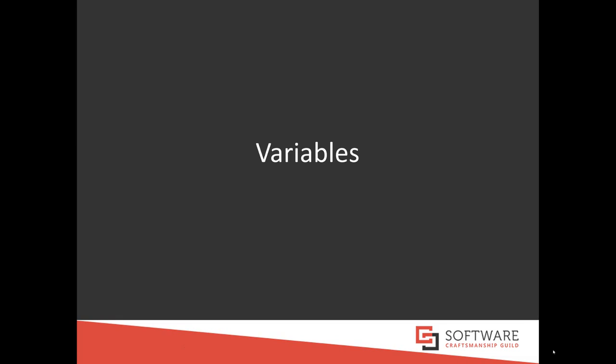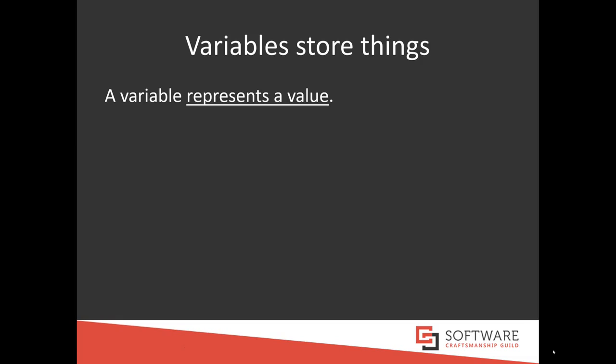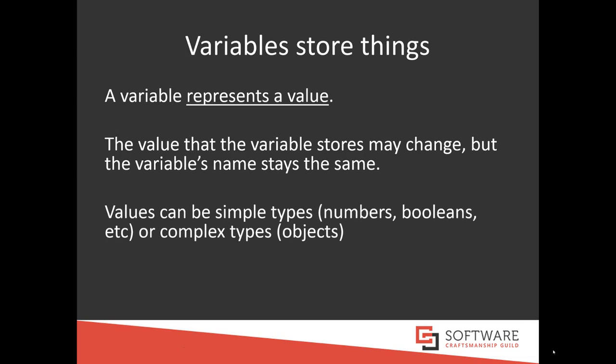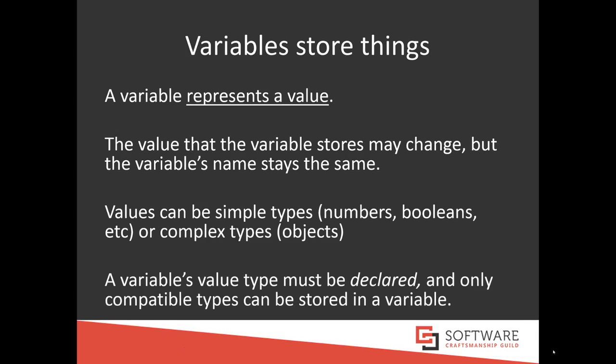There's one more topic I want to cover before we start writing code in earnest, and that's the topic of variables. A variable in C# represents a value. The value that the variable stores can change, but the variable's name will always stay the same. These values could be simple types like numbers or booleans, or they could be complex types, which are typically objects like a customer or a bank account.